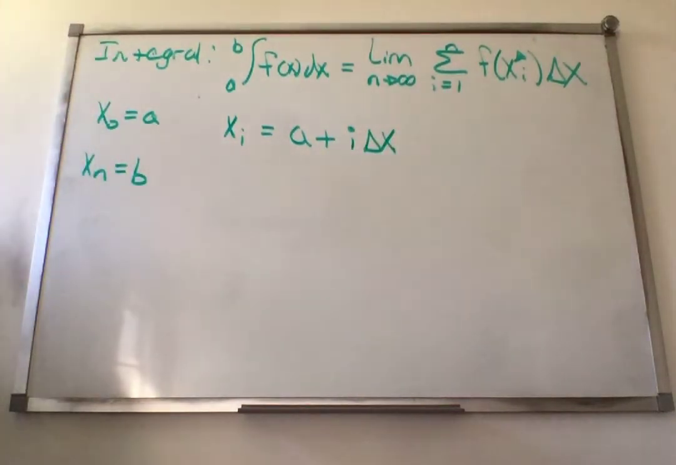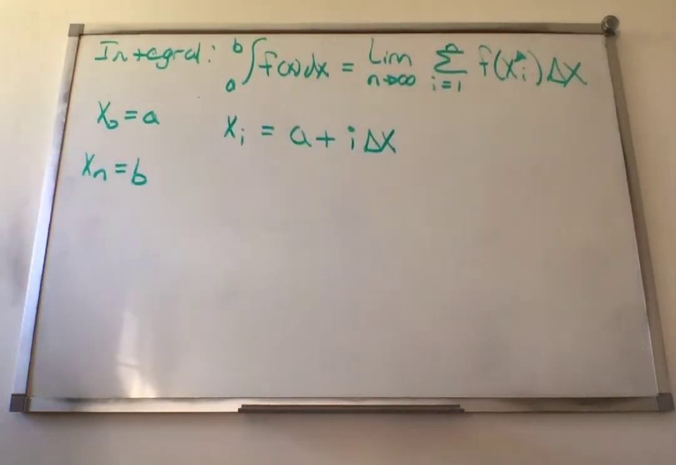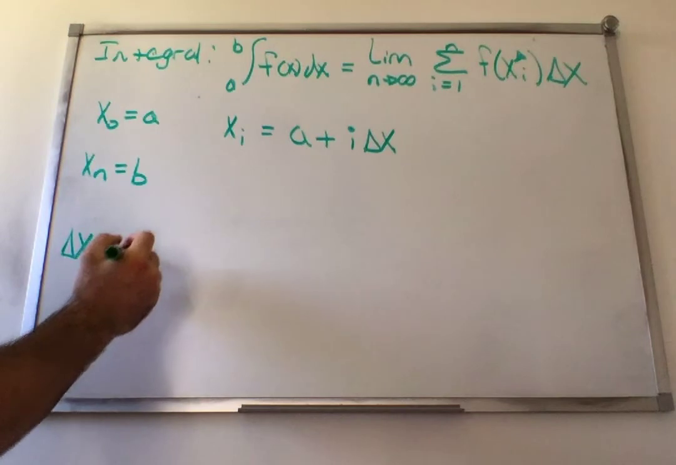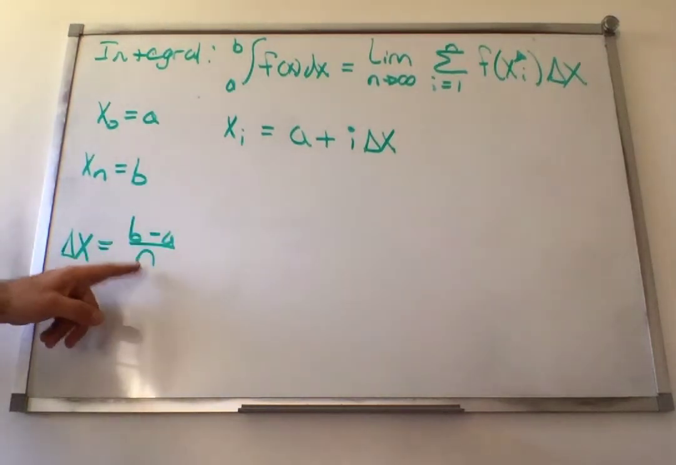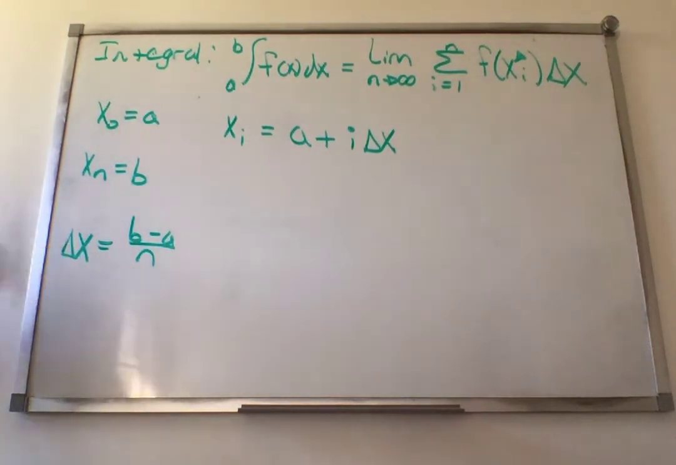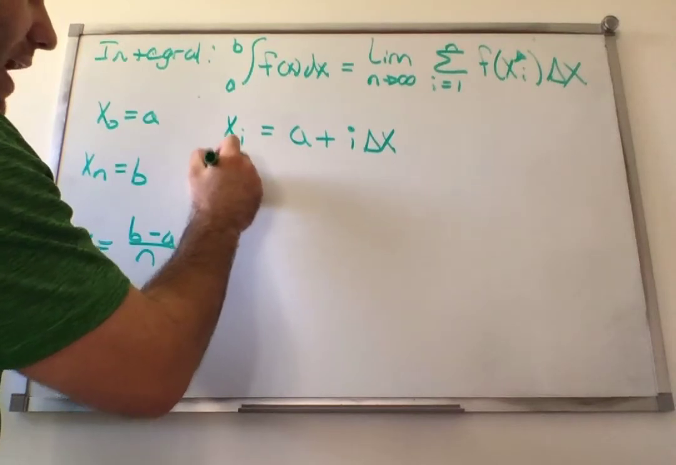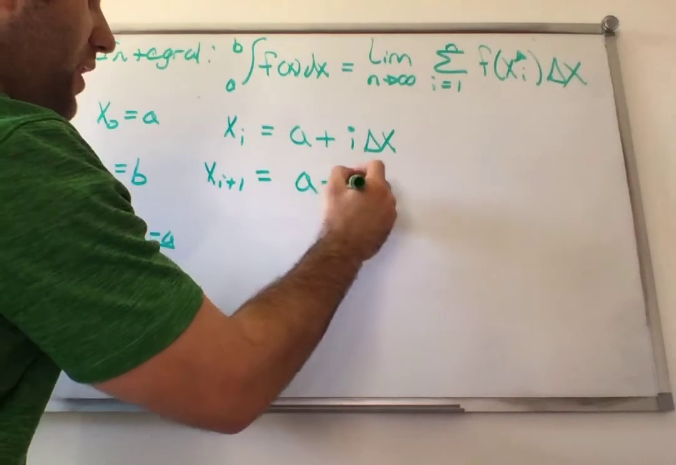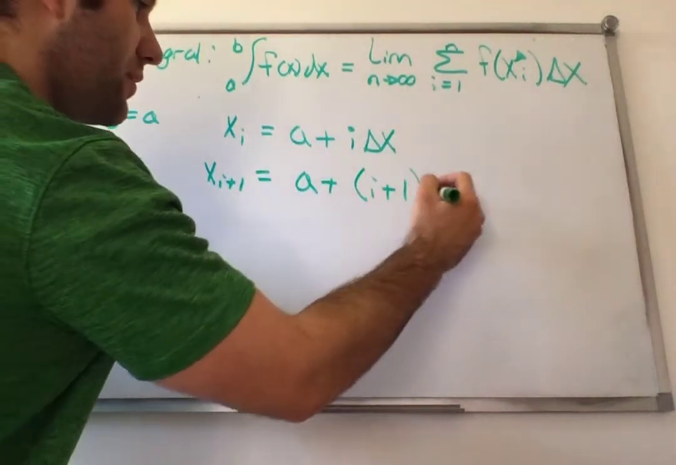Now, all we're going to do is redefine what delta x is. Remember, we split the interval up into equal-sized rectangles. Delta x is equal to b minus a divided by n. We don't want this definition of delta x. We want to change it. So let me look at x i plus 1, which is equal to a plus, now, i plus 1, so this is going to be i plus 1 times delta x.